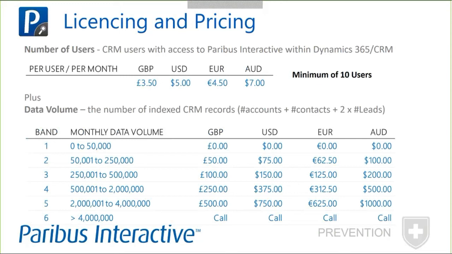And you'll see that the data is easily estimated because it's the number of active accounts plus the number of active contacts plus twice the number of active leads. And why we times leads by 2 is because a lead can be both a person and a company. And there you can see the bandings for the data element, which is a monthly charge along with the monthly subscription of the number of users. So pretty straightforward in terms of the pricing, and generally this goes down very well in terms of the value versus the cost.